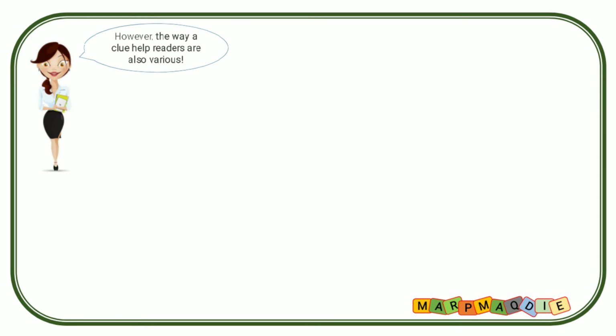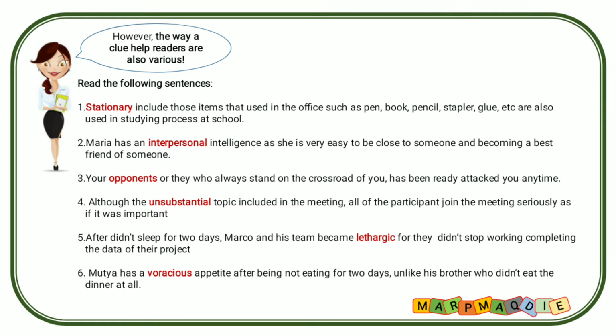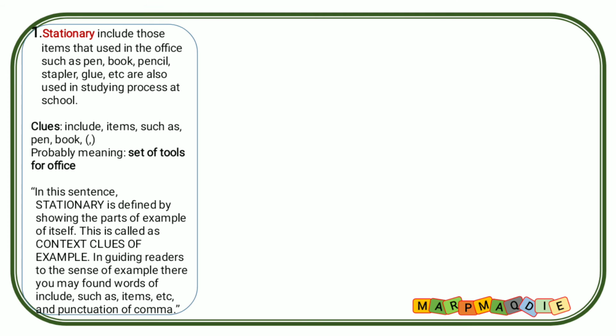as we have learned, context clues can help you define difficult words in various ways. As follows, I display six sentences with six words to define from the context by using clues from the context, and this is the main material that we want to learn in this meeting. Okay, the first is the word stationery.